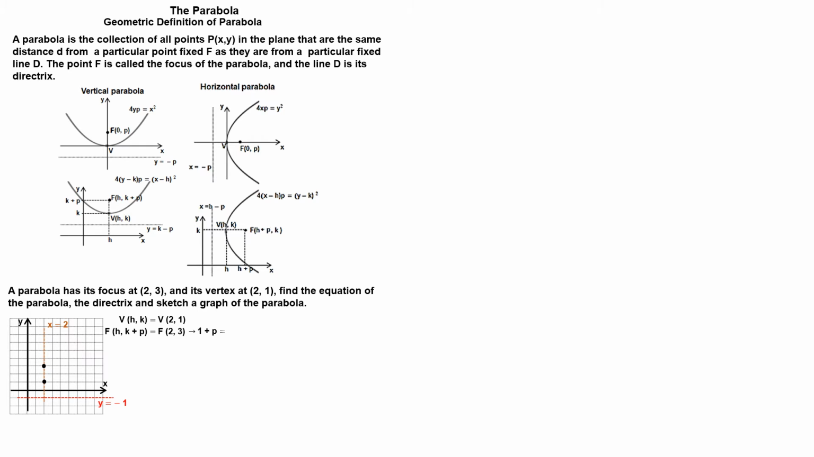To write the equation of the parabola, we take the equation in general form. We replace k with 1, p with 2, and h with 2.